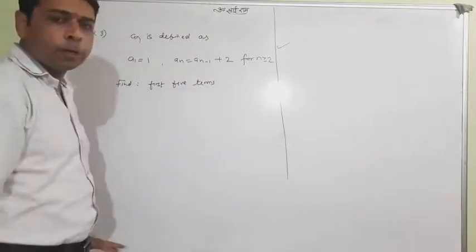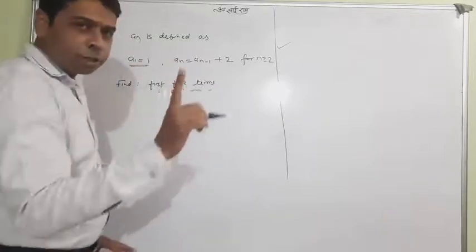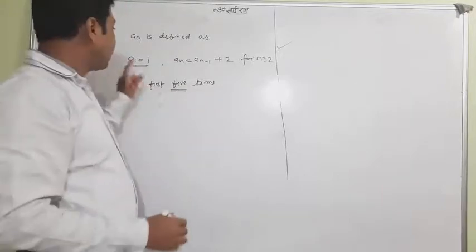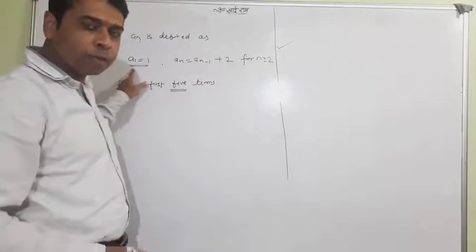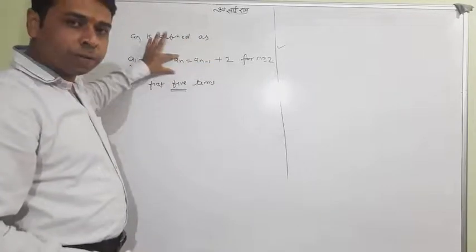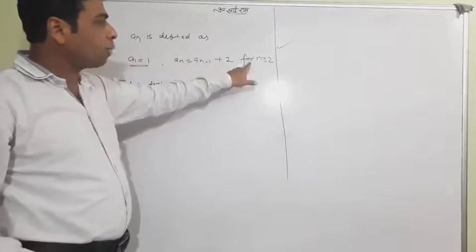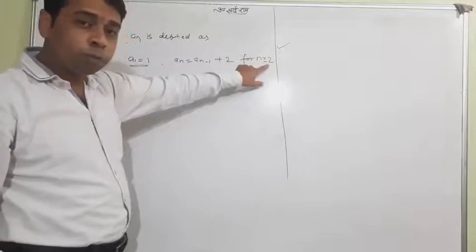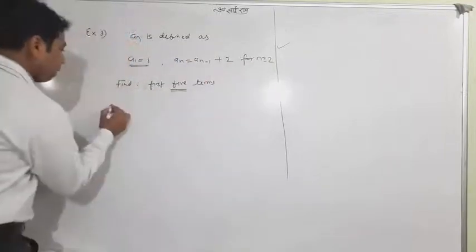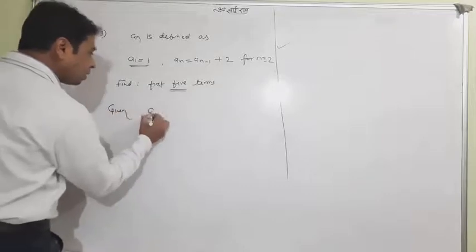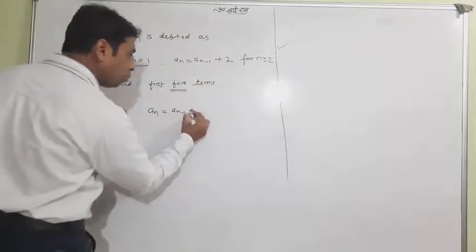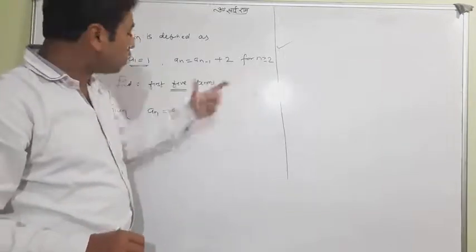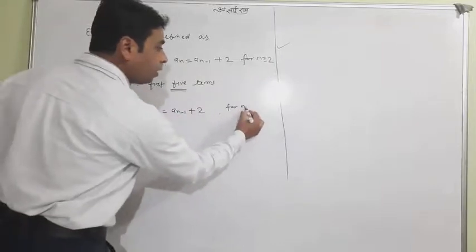It's very easy. Look, I tell you. A1, meaning the first term, is already provided. You want to find the first 5 terms, meaning you have to start with A2, A3, A4, A5 because A1 is already given. The equation is given for n greater than or equal to 2, meaning you start with n equal to 2, like it's given: An equal to An minus 1 plus 2. You can understand it is only given for n greater than or equal to 2.